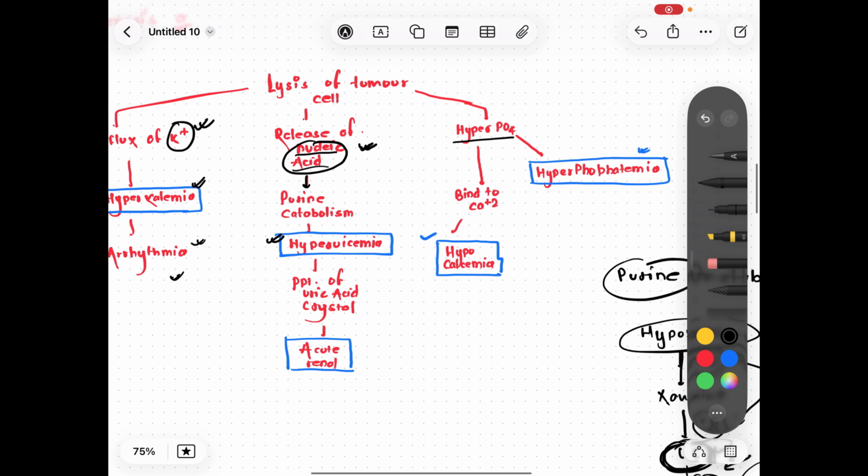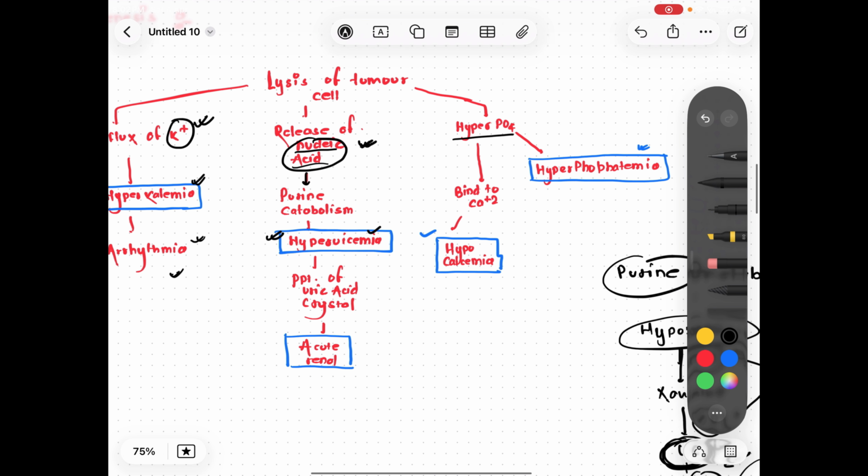So a high uric acid level precipitates in the renal tubule, which causes renal vasoconstriction. This impairs the autoregulation of the kidney and finally decreases the renal blood flow. So this can lead to acute renal failure.